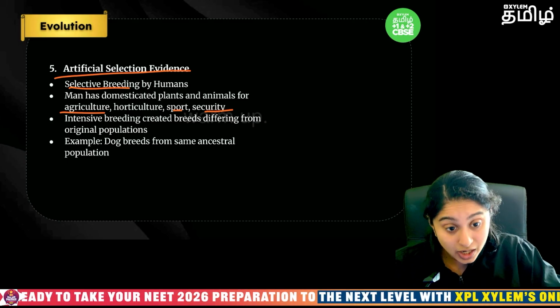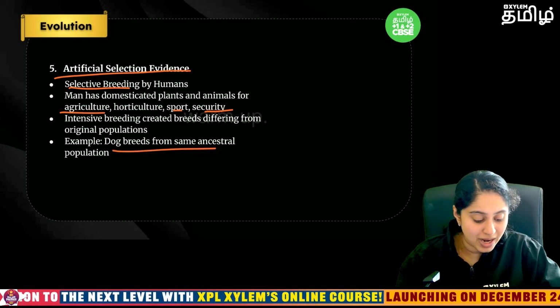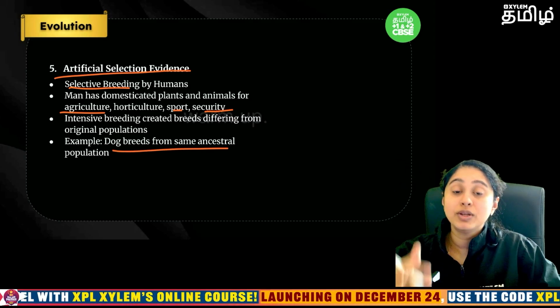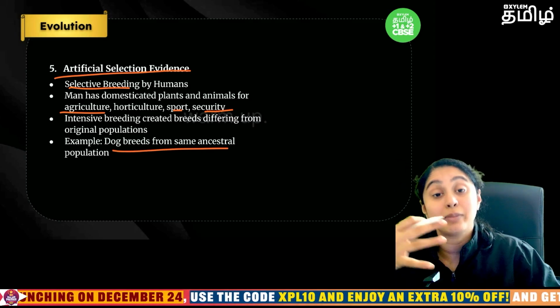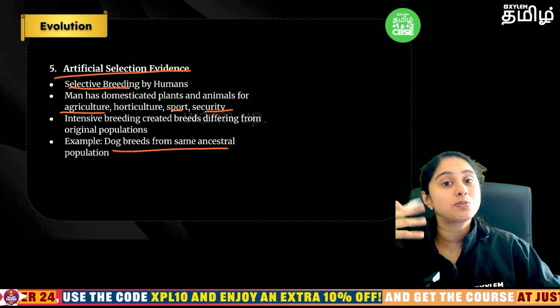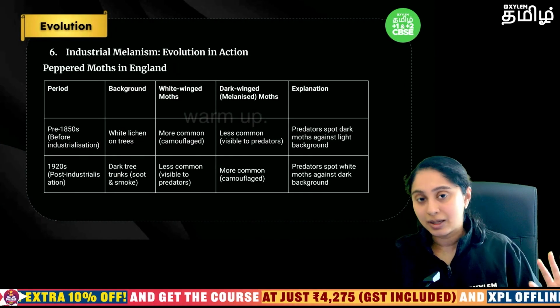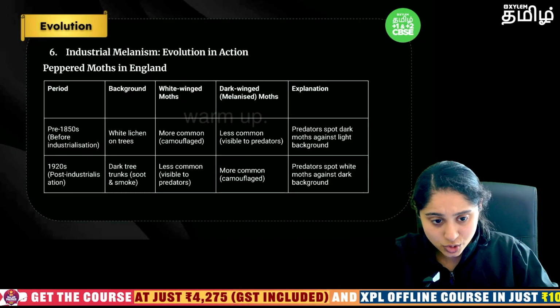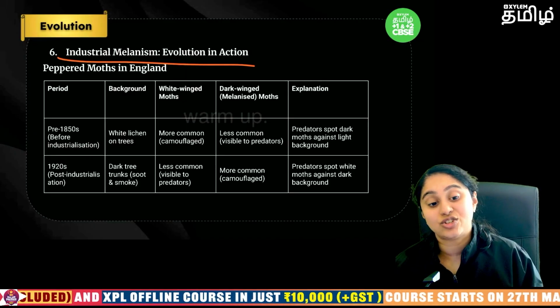For example, there are a lot of wild breeds of dogs also, from an ancestral population that have been selectively bred in such a way that they can be domesticated, they can be used as pets. But actually speaking, their purpose is something completely different and their nature is something completely different. Understood, everybody? Now, coming to evolution in action, which is industrial melanism.